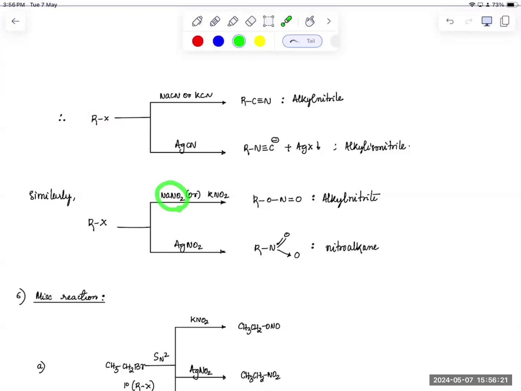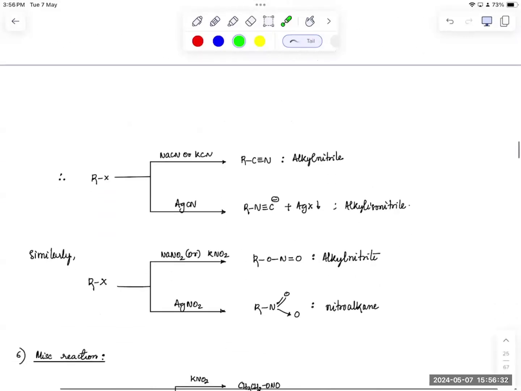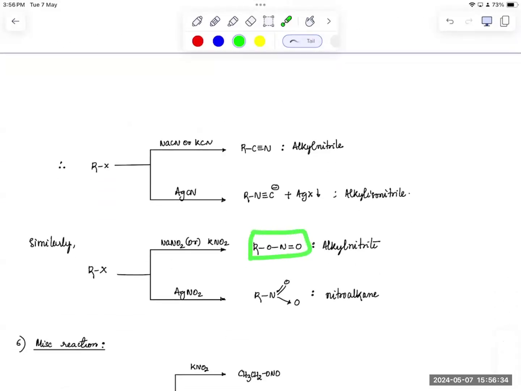Similarly, if I have NaNO2 or KNO2, attack will be from the oxygen end. You can see oxygen has a negative charge. Nitrogen does not have any charge. So oxygen will attack better here. So you will get this as RO-N double bond O. So this is alkyl nitrite.